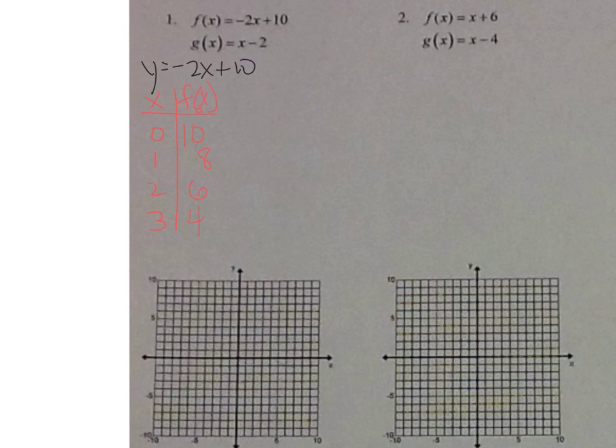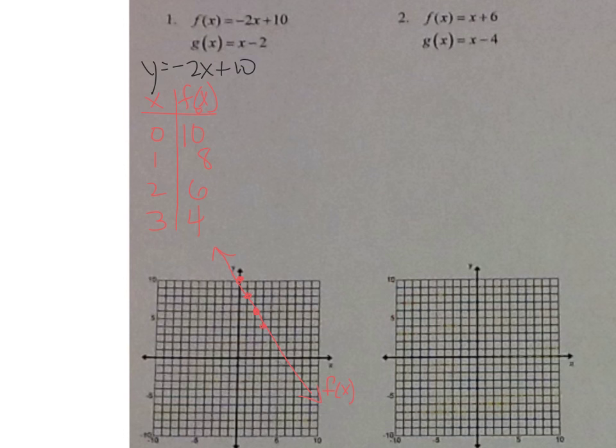All right, and you want to plot those points. So I have (0, 10), (1, 8), (2, 6), and (3, 4). So what you could do is use a side of a book, or if you have a ruler available, something straight so that you can make a nice straight line. And since we're going to be graphing another function on the same graph, we need to label this. So this is f of x.